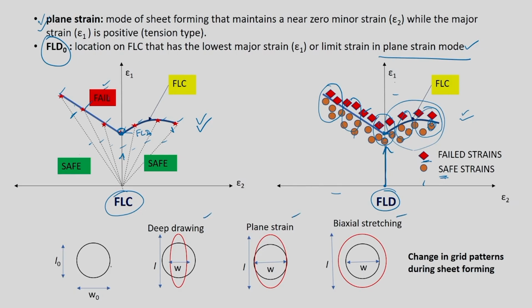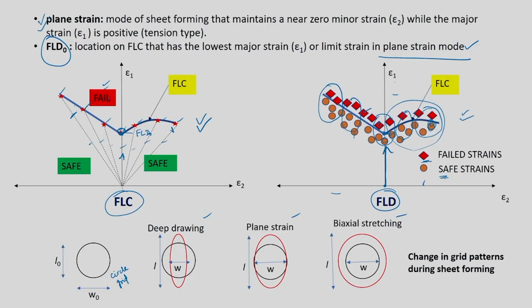You see that this is the initial circle grid pattern we have on the sheet. Let us say there are several such circles you can put. The circles could be as small as 2.5 mm. Sometimes for easy measurement you can have 10 mm also, but with smaller circles we can get more accurate strain values at different locations in a sheet. We can imagine that there is a particular L0 and W0. Of course, you can say D0 also, which we have already seen.